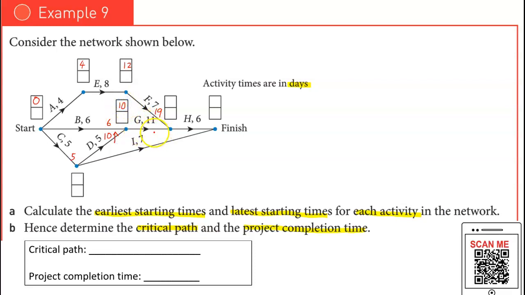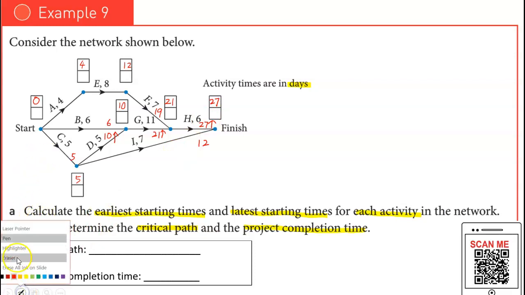10 plus 11, 21. So between these two, obviously, again, I go for the highest value for EST. So 21 plus 6, I have 27. So for this one here, there's only one choice. So I straight away write the answer here. So 5 plus 7, I have 12. Between these two, obviously 27 is the highest value. So there you go, the EST values.